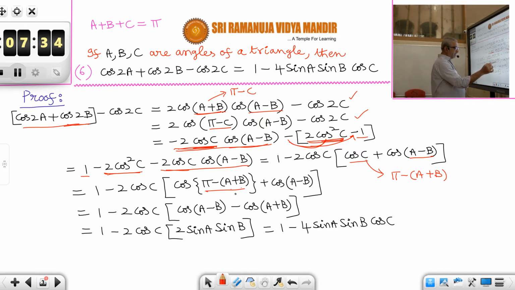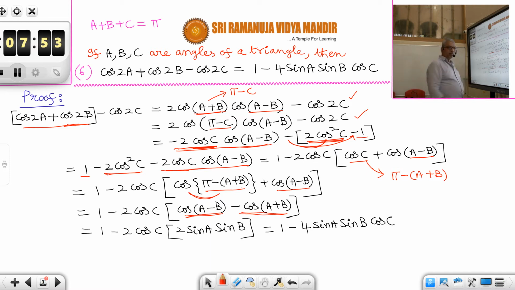Cos of 180 minus theta is minus cos theta. So we will get minus cos(A plus B). So that I have written here in the next step. This cos(A minus B) is coming forward. Okay. So remaining no change. What is in the bracket? Tell me now. Cos(A minus B) minus cos(A plus B).